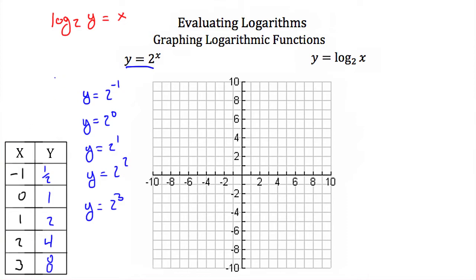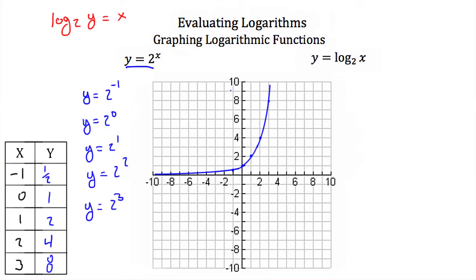If I plot these points, negative 1, 1/2 is right there. 0, 1, 1, 2, 2 and 4, and 3 and 8. Connect them with a smooth curve. And the graph of y is equal to 2 to the x would look something like that.